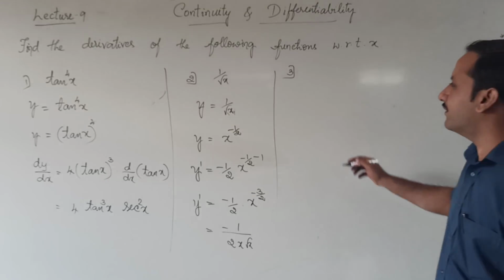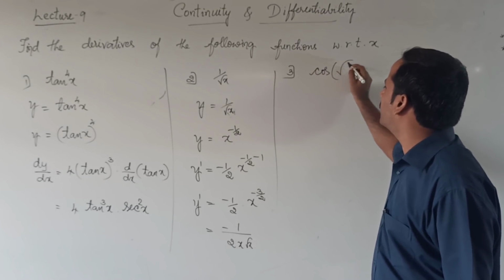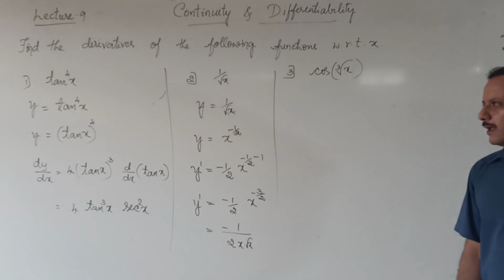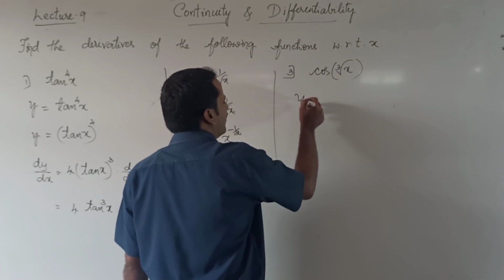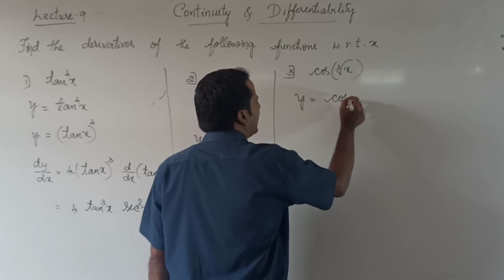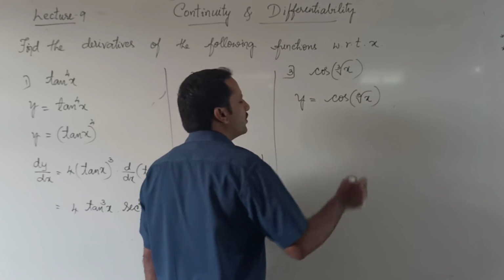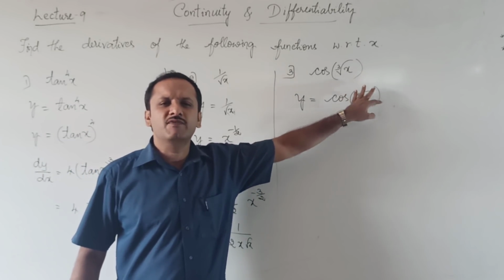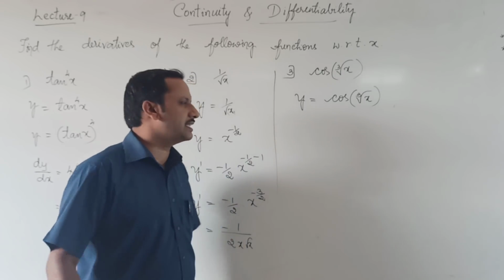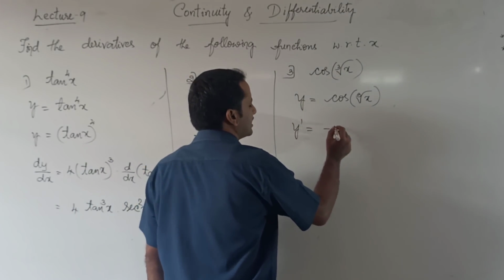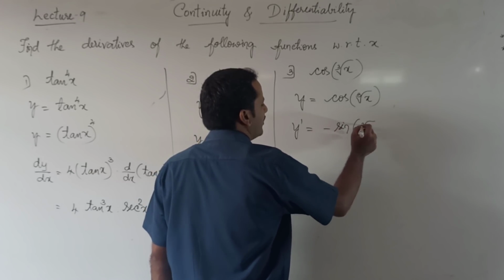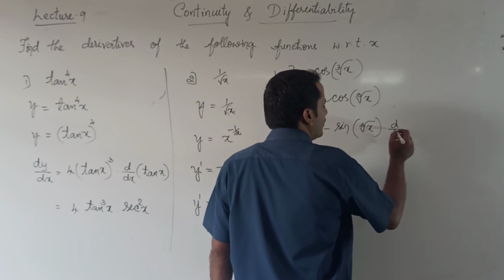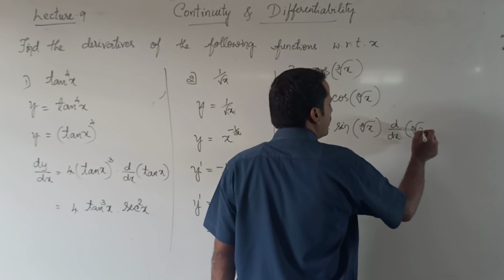Cos of cube root of x. We have to get the derivative of cos cube root of x. Okay. So now, as usual, we will take this as y. Y is equal to cos of cube root of x. This looks like cos x. Imagine this as cos of some function. Derivative of cos x is minus sine x. So this will become minus sine of cube root of x into the derivative of cube root of x, dy by dx of cube root of x.